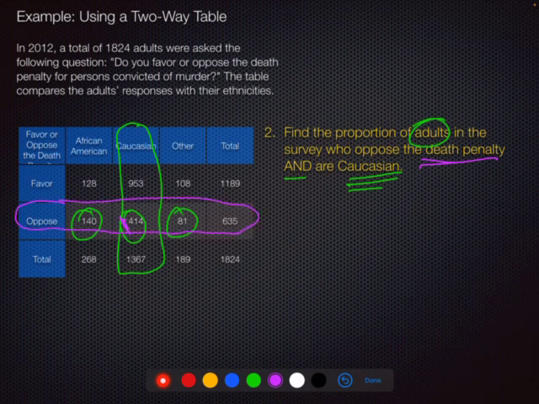Now where they overlap, I wish there was a highlighter, is right there. They overlap at the 414. So there's 414 people that are both Caucasian and oppose it. Out of the total number of adults, again, that's 1,824. And this comes out to be about 0.303 or about 30.3%.